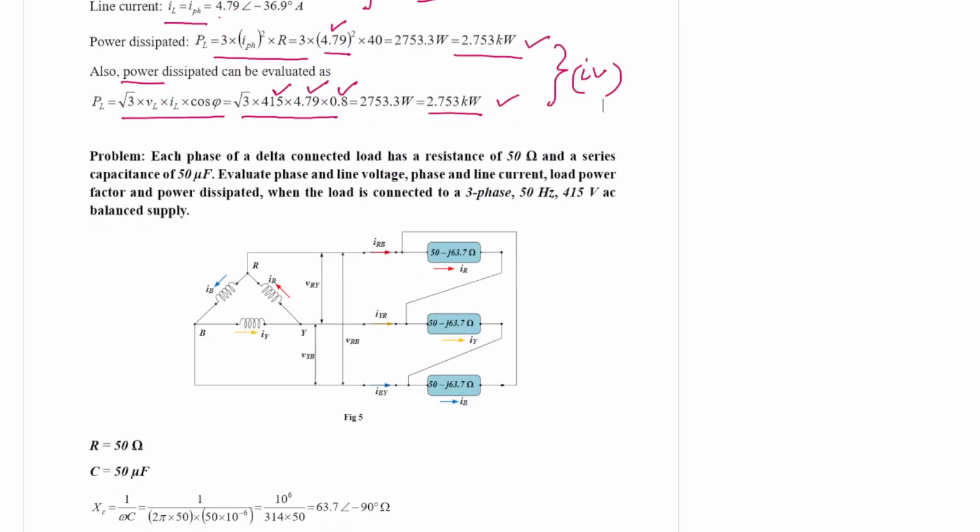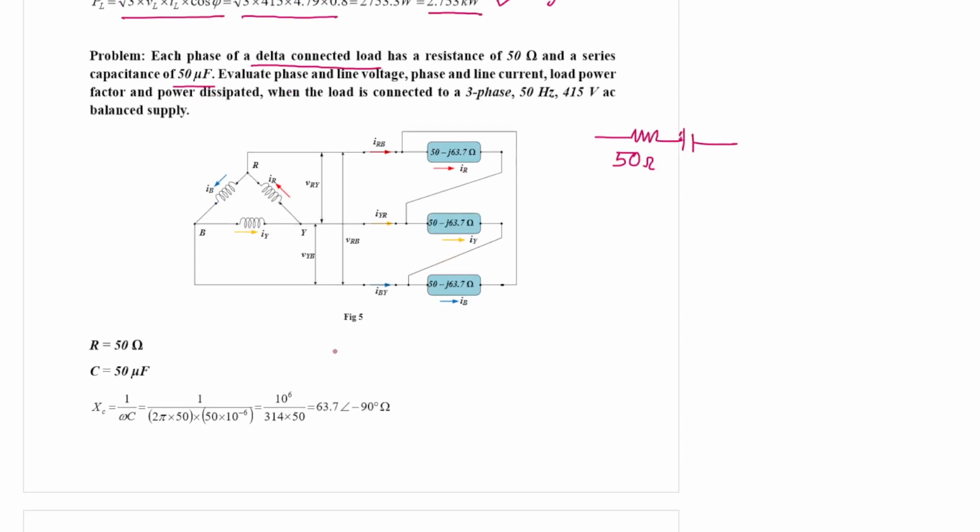Moving on, it is said that each phase of a delta connected load has a resistance of 50 ohm and a series capacitance of 50 microfarad. So this time we have R and C in series.